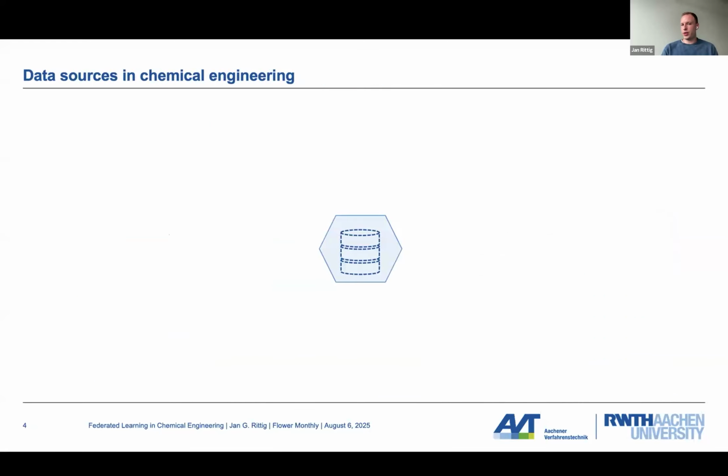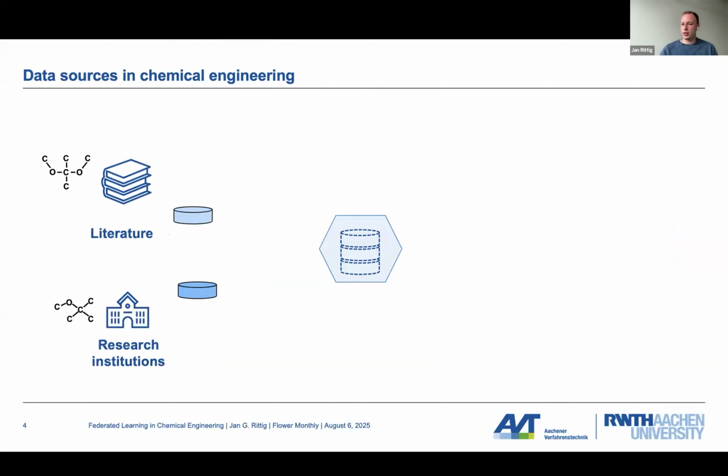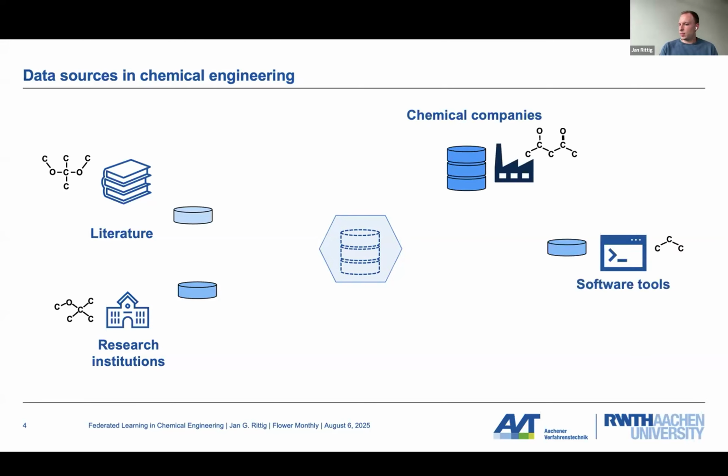And to answer that question, we first looked at the different data sources in chemical engineering. Some of the data we find, for example, for molecular properties, is available in the literature. We also have research institutions that have done experiments themselves and have data available in their individual databases. Then there's a lot of data stored at chemical companies. Also in software tools, we have some data available. And there are a couple of private data bank organizations, for example, NIST or Dortmund Data Bank, that also have a lot of data, for example, on molecular properties.